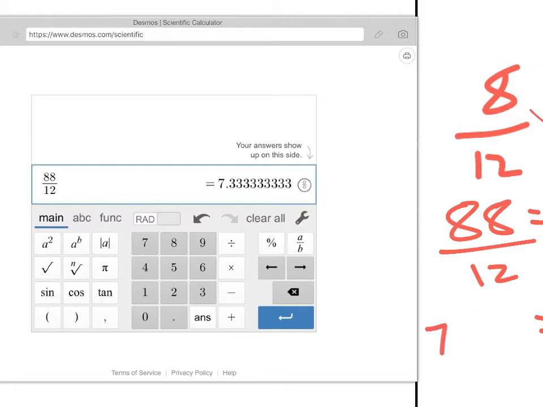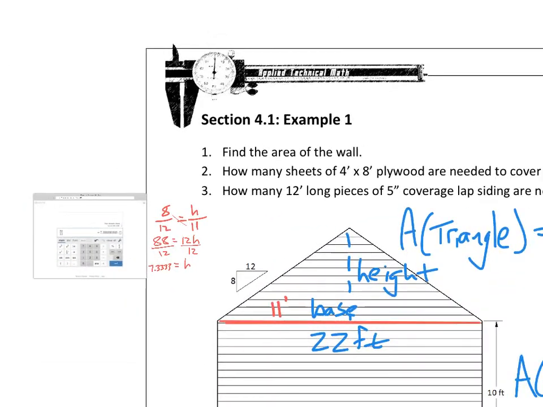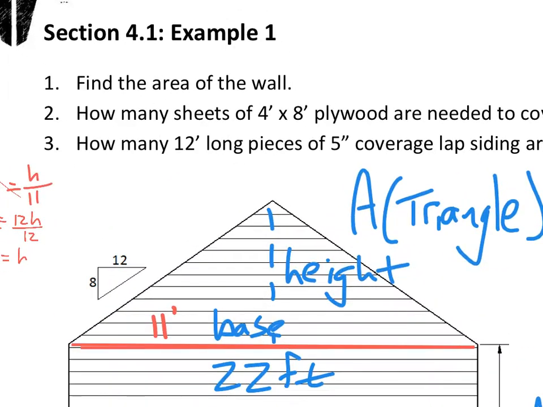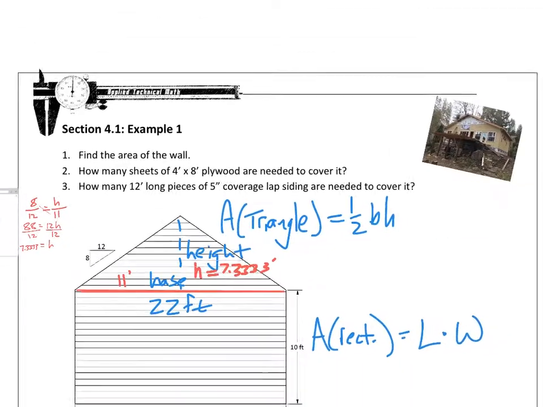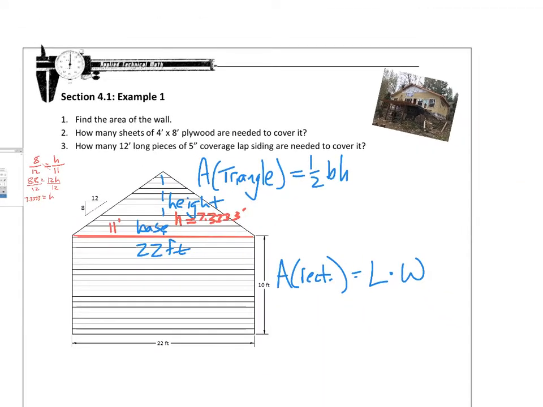Okay, we can leave this in feet for right now. That's fine. 7.333. We'll keep several of those. All right, so we don't need it in feet and inches right now. So this height is 7.33 feet. Okay, that's h. Great. So we can find the area of the triangle, we can find the area of the rectangle.